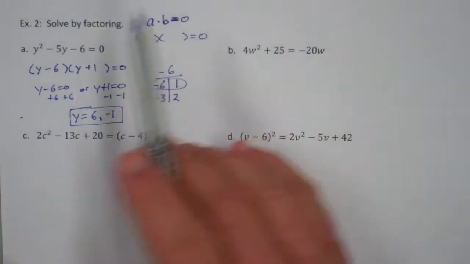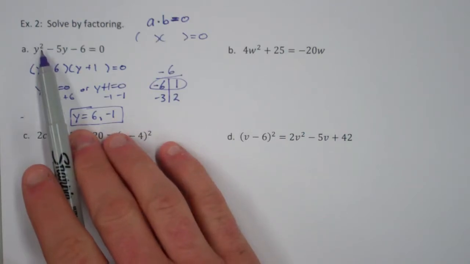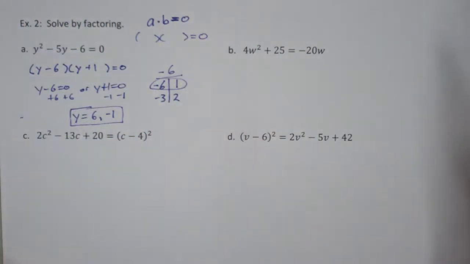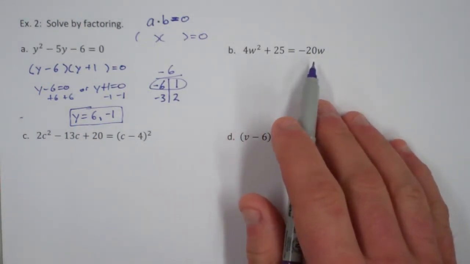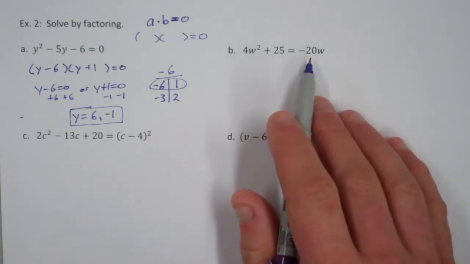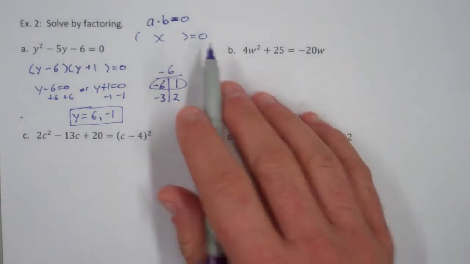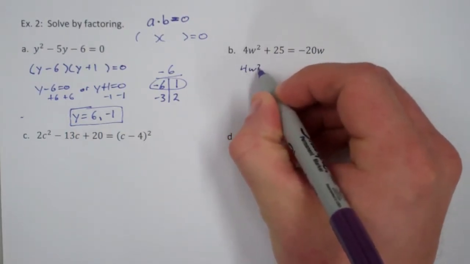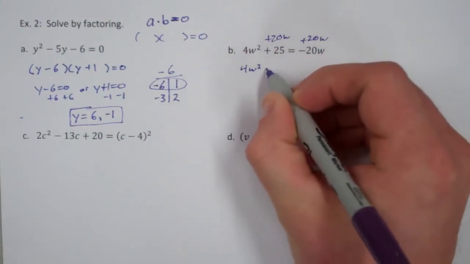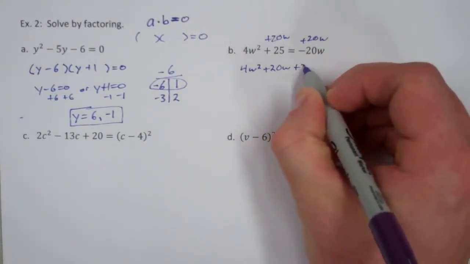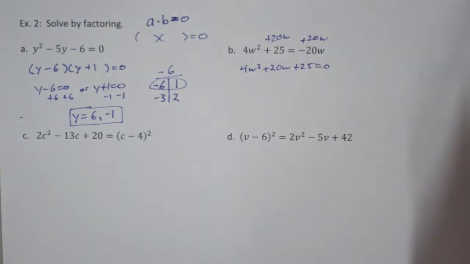Notice how we have quadratics here, so at most we're going to have 2 solutions. At most. We could have 0, 1, and then of course 2 solutions. We won't have 3 or more. With this next one on the right hand side, we see this -20w is over here, and we need that to be a 0. So what we'll do is we'll just add 20w to each side. So we've got 20w here, and then 25, and that's going to be equal to 0.